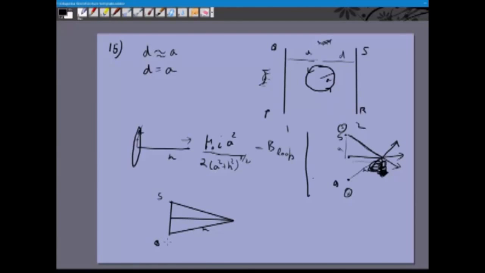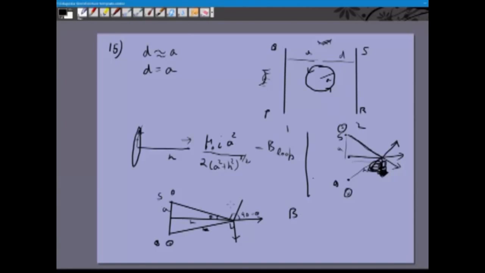So if this has a current going into the plane, this has a current coming out of the plane, this will have a magnetic field perpendicular to this line like this. Q and S will have a magnetic field perpendicular to this line like this, and they will have the resultant like this, which needs to be equal to the B of the loop, right? So this is A, this is H. Let's call this angle theta. This is 90 minus theta.